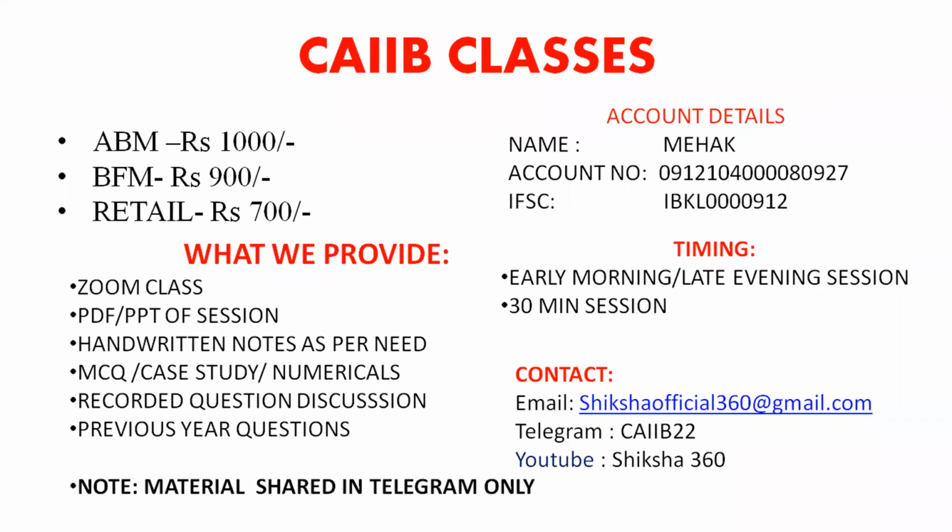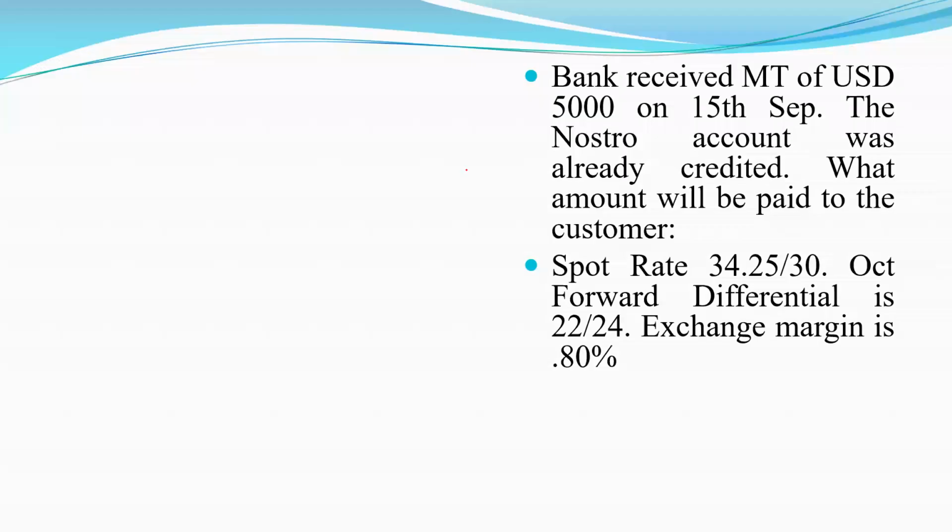So let's move to the first question. This question we have already covered, but just for practice purposes, we will discuss it once again. The bank received a money transfer of USD 5,000 on 15th September. The Nostro account was already credited. It means that this is basically the TT buying rate.